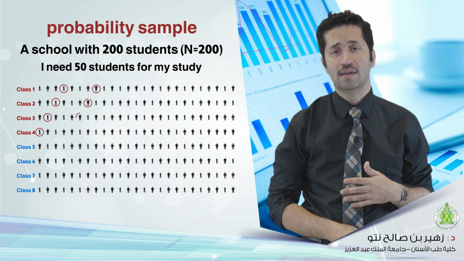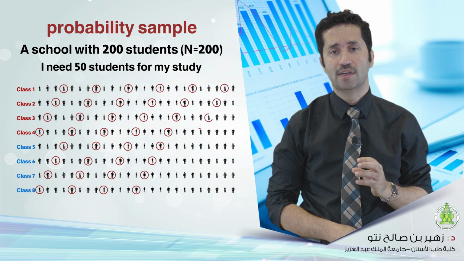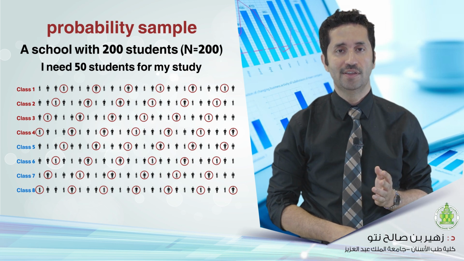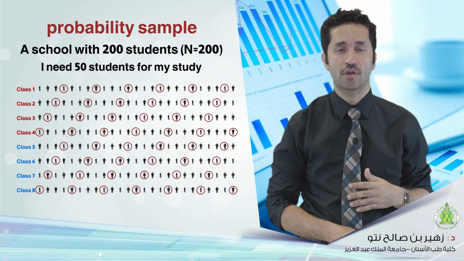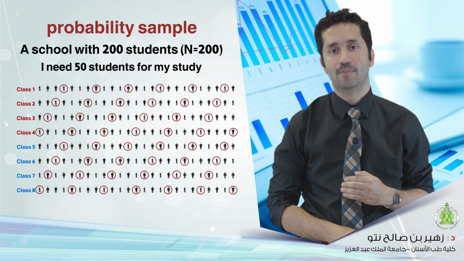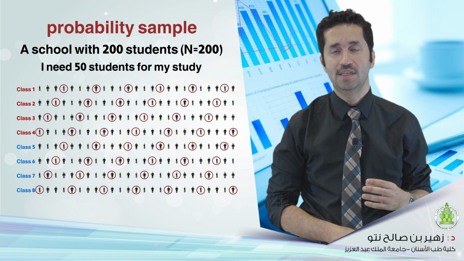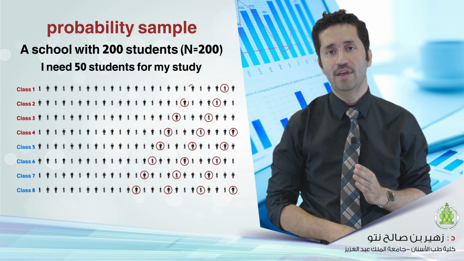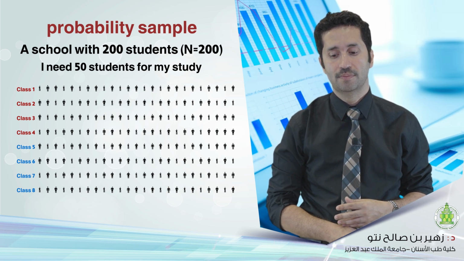In the systematic random sample, in this example, we're going to take students in a certain way. For example, we have 200 students and we need 50. So if you divide 200 by 50, it's going to be 4. So each fourth student, we're going to take him or her in the sample. For example, student number 4, student number 8, student number 12, student number 16, and so on until the end of our study. So there is a system for how we take the students. That's why we call it a systematic random sample.